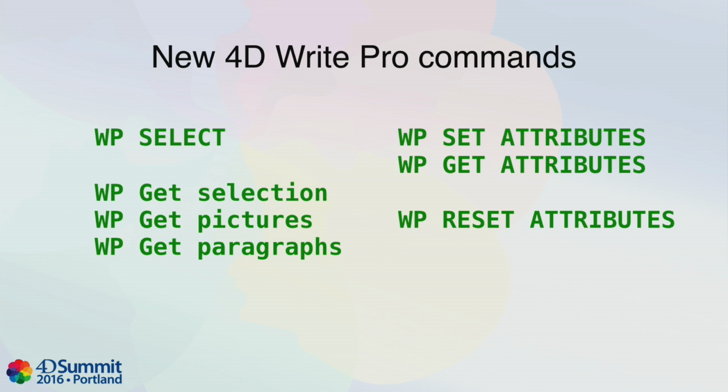And we have WP select just to get what has been selected by the user in the Write Pro area. Then, using this selection, we can get the pictures, the paragraphs, and filter what we need in the selection of the user. And when we have this selection, we can use the WP get and set attributes to make any modification you want.